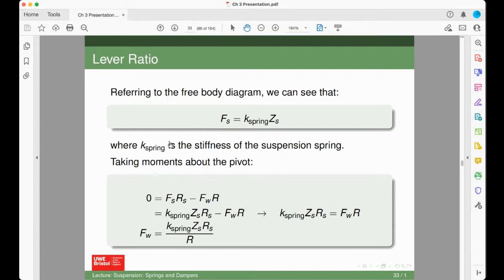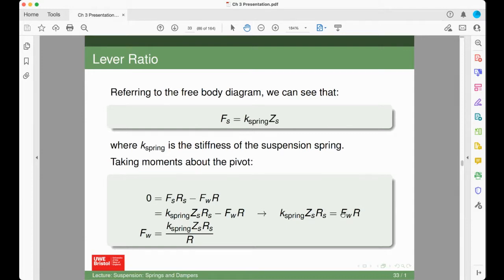Where K spring is the stiffness of the suspension spring. Taking moments about the pivot, you've got Fs times Rs minus Fw times R. Obviously you replace Fs with this term up the top here: K spring Zs goes in there, minus Fw times R, that equals 0. And so those two things are equal to each other. You put the other on the other side, you end up with those two things equal to each other.